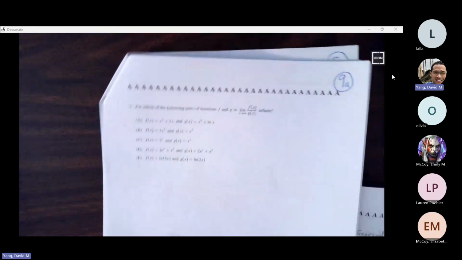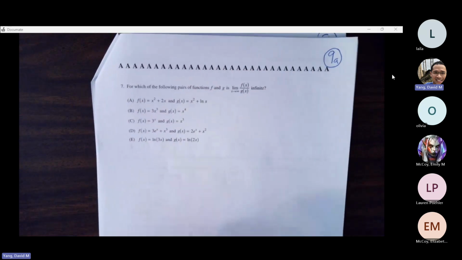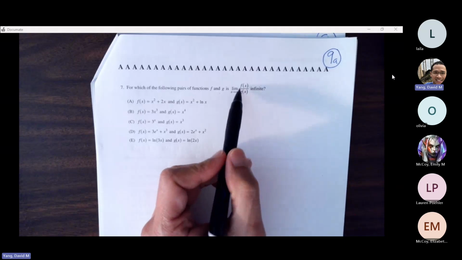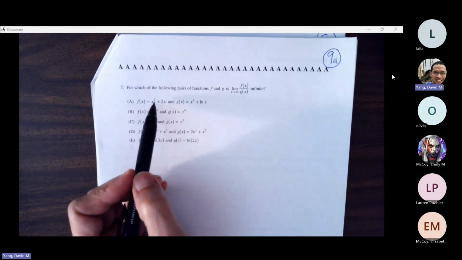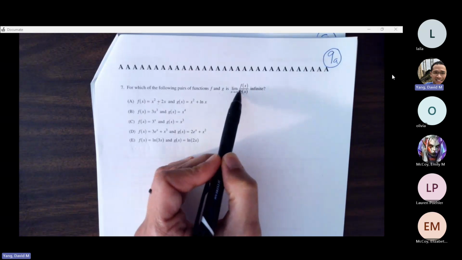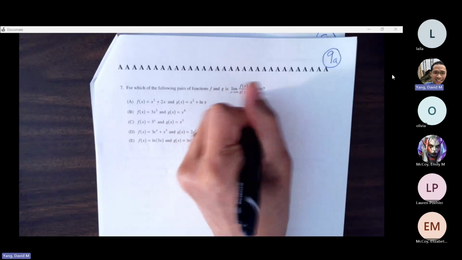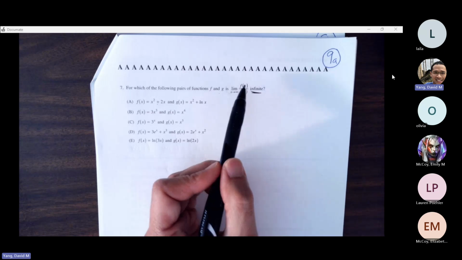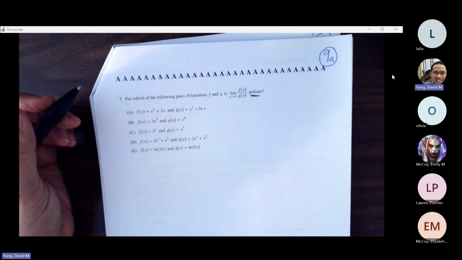All right, number 7. Page 9. For which of the following pairs of functions f and g is the limit as x approaches infinity of f over g infinite? So again, if we're putting one over the other, and going to infinity, we're looking at comparing degrees. If we want an infinite limit, typically that means we want our numerator degree to be growing at a faster rate than your denominator degree, because we want the fraction to get larger and larger.